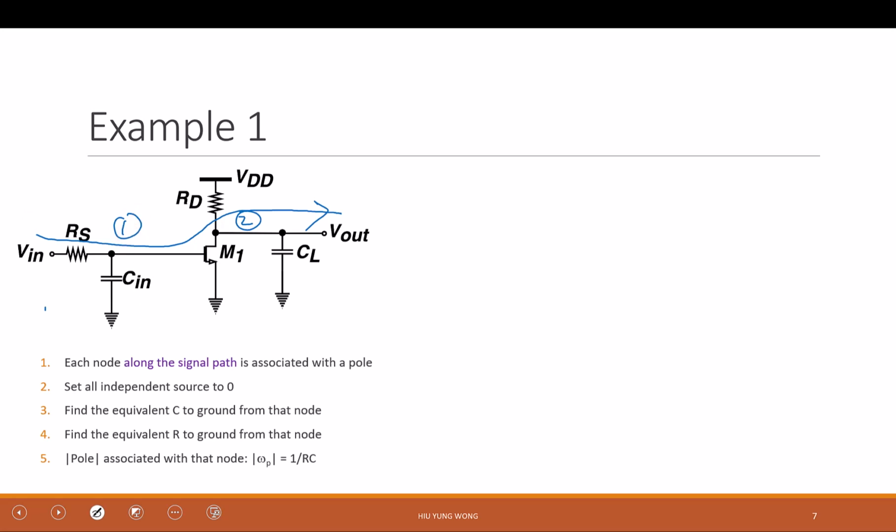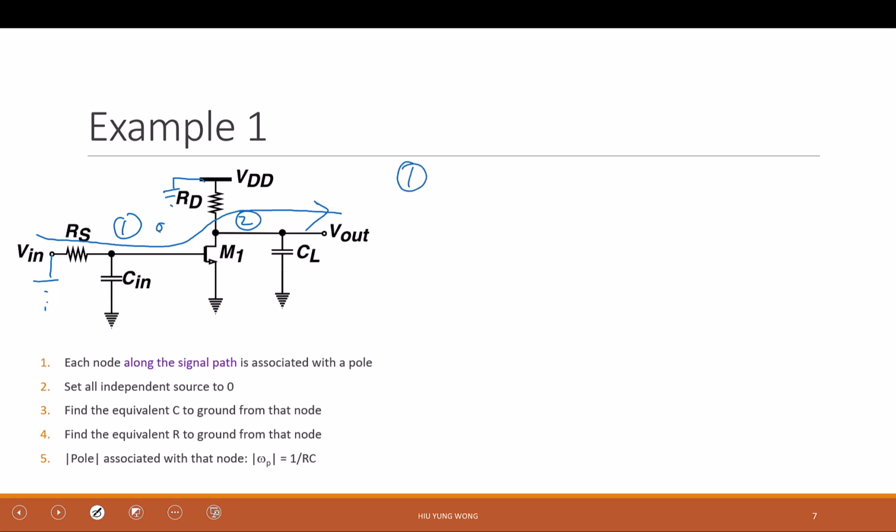After I find out the path, I identify the nodes. What is the second step? Short the independent source, okay? And of course, if you have a current source, you open it. And then we find that we only have 2 nodes. So we start with node 1.